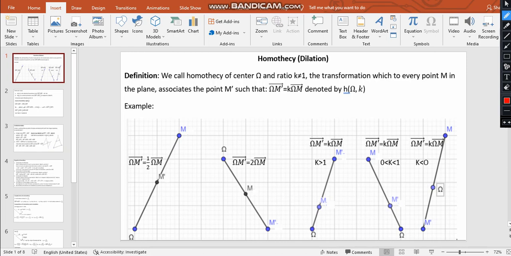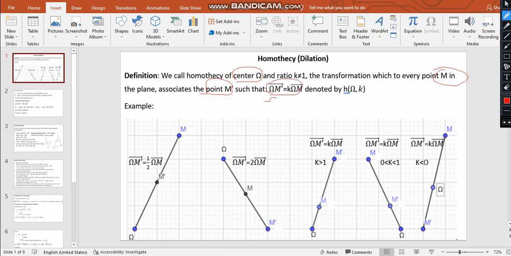Hi students, the second chapter of transformation is about homothecy, also called dilation. What is a homothecy? We always need to have a center omega. The ratio k cannot be 1 nor 0. It transforms every point M in the plane to a point M prime such that omega M prime equals k omega M.